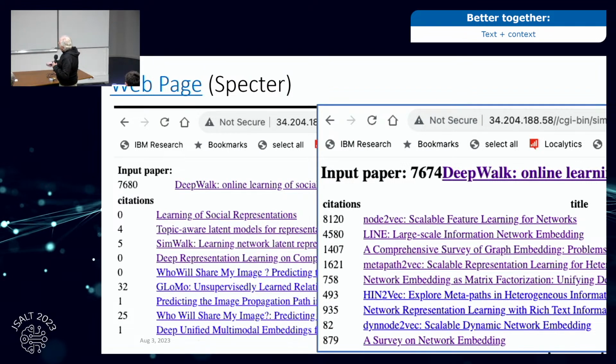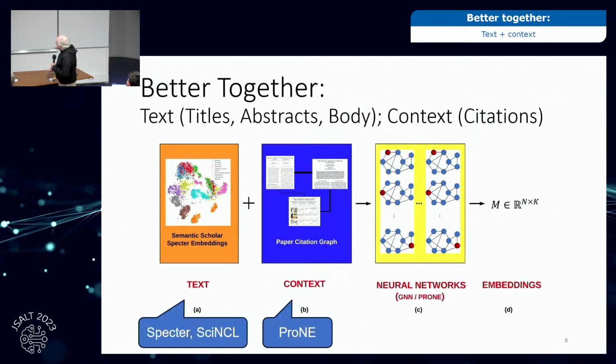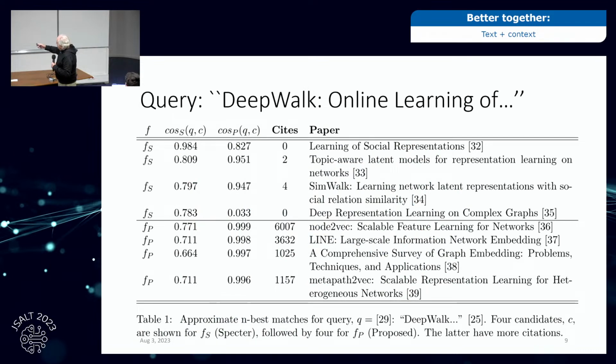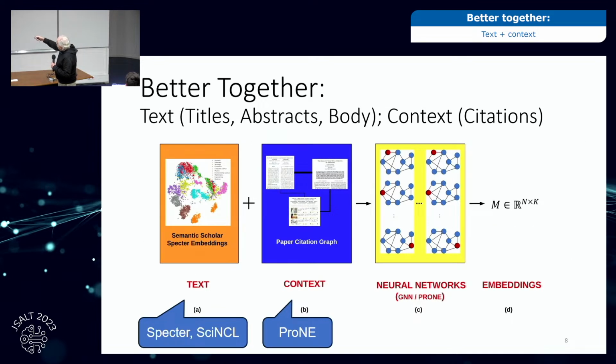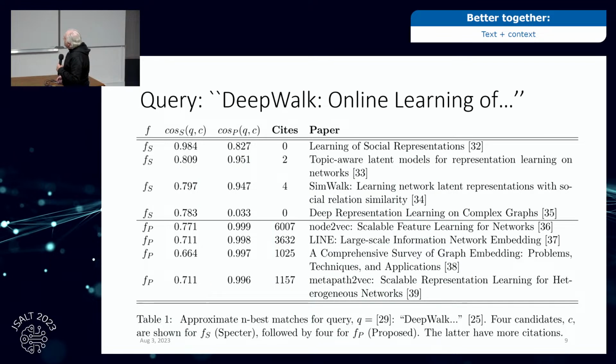Spectre's matching on the text, and ProNE is matching on the context. There I'm showing you some text, which is the author's perspective. And then ProNE is looking at the links, the audience perspective. And we're arguing there's a better together story, and you should use both. And there's some interesting questions about how to combine them, and I'll let others on the team discuss that.